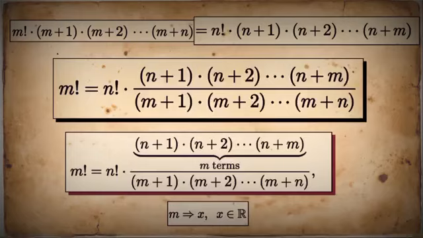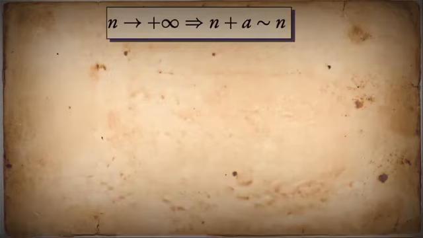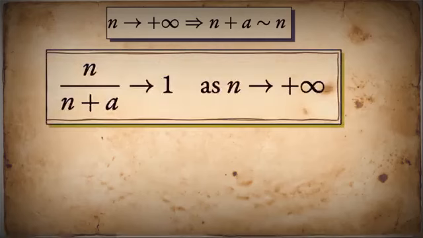The solution is to let n grow to infinity. As n becomes very large, something beautiful happens to each factor in the numerator. As n grows without bound, any factor of the form n plus a, where a is some fixed constant, becomes asymptotically equivalent to n itself. The ratio of n plus a to n approaches 1 because the constant a becomes negligible compared to the infinitely large n.